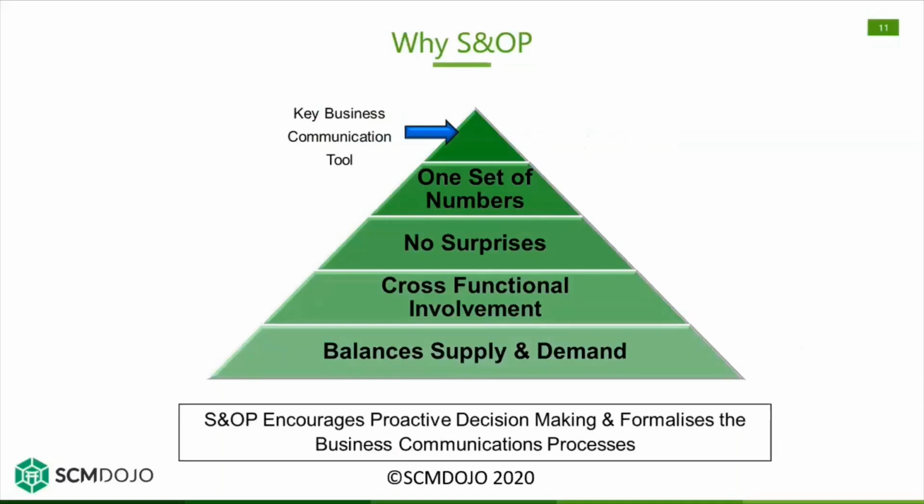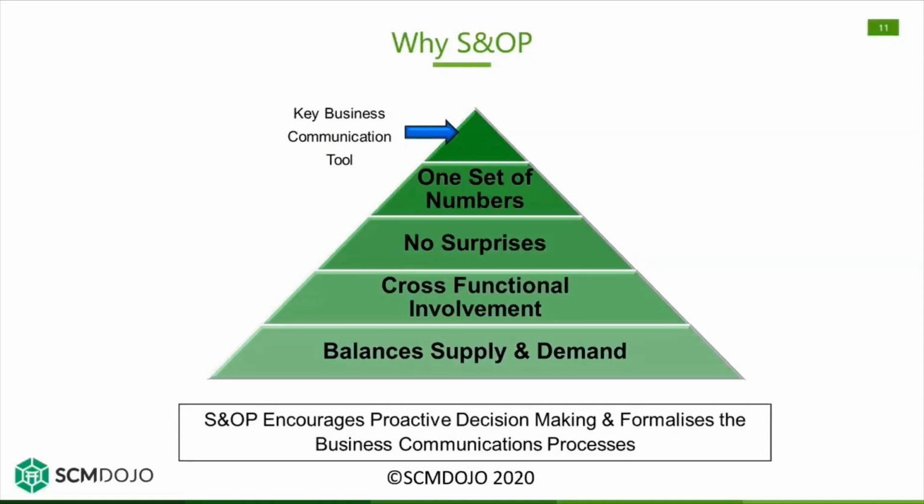So why S&OP? I think you should get the story so far by now. Simply what it does is give you the balance of supply and demand. It is a cross-functional process, so it involves cross-functional team members: your marketing team, your sales team, your production team, your financial controllers, sometimes your HR colleagues, and especially your senior leaders, right? And most importantly, there is no surprise.